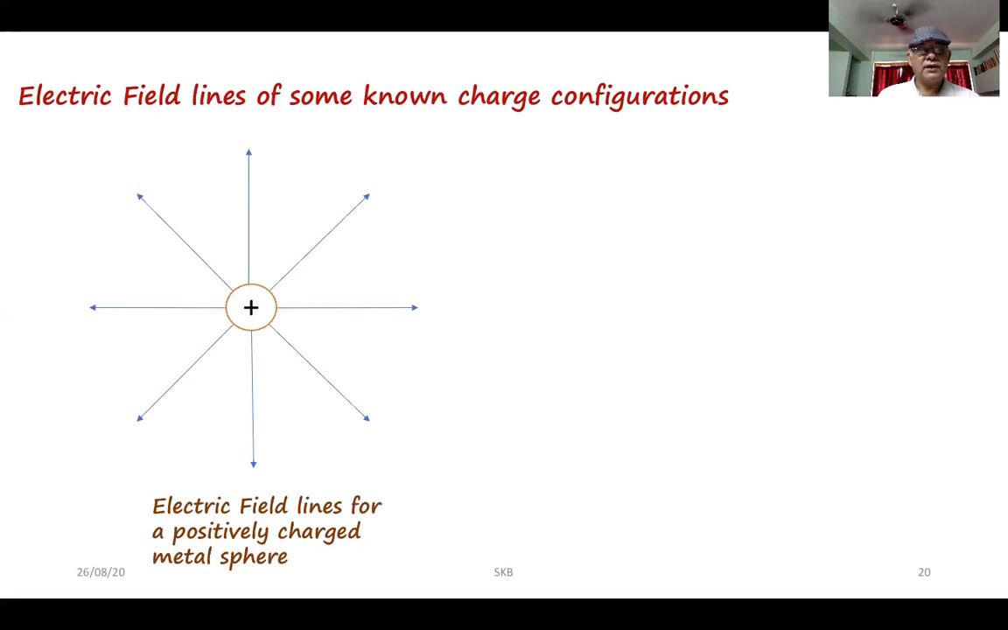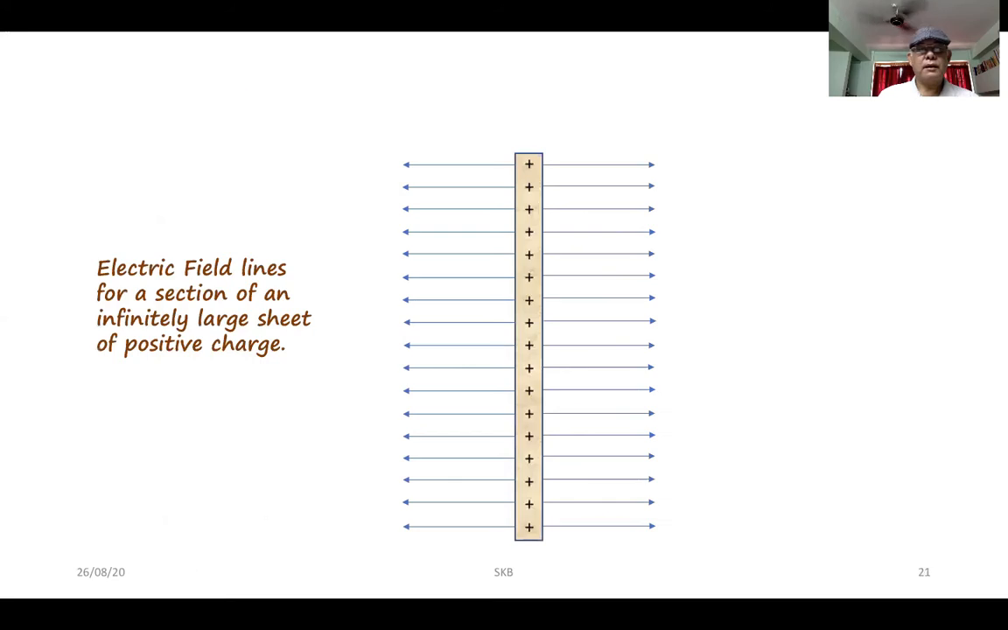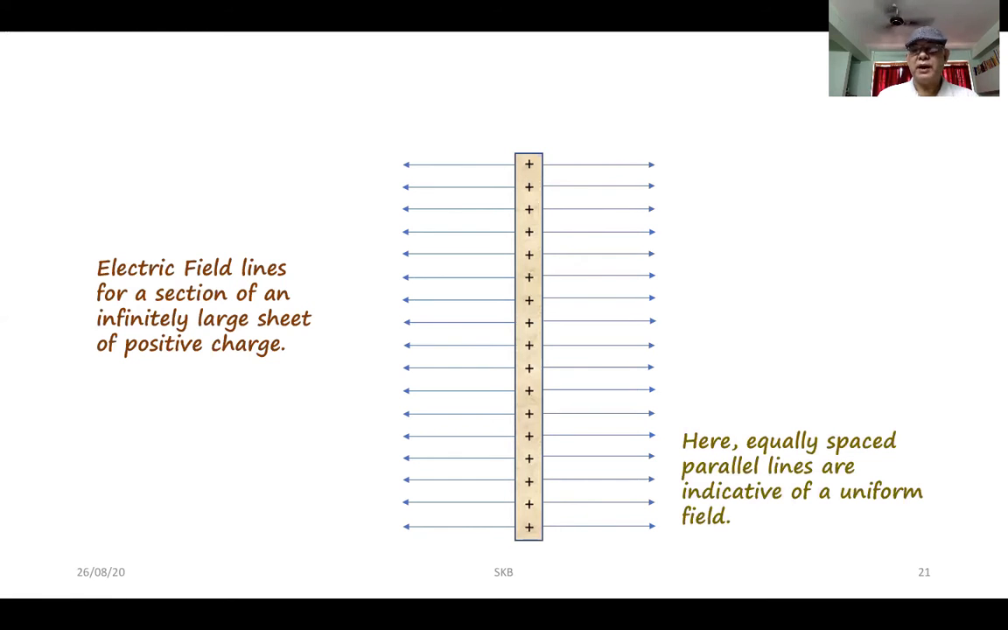Electric field lines for a positively charged metal sphere are shown in the figure above. The next figure shows electric field lines for a negatively charged metal sphere. Electric field lines for a section of an infinitely large sheet of positive charge. Here, equally spaced parallel lines are indicative of a uniform field.